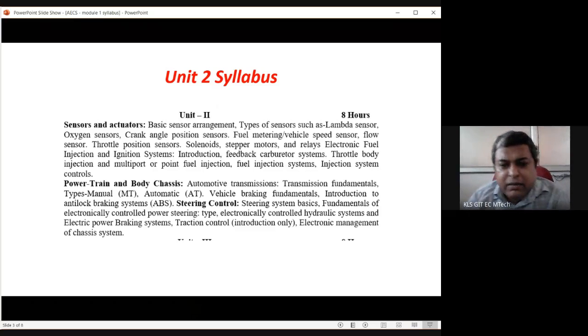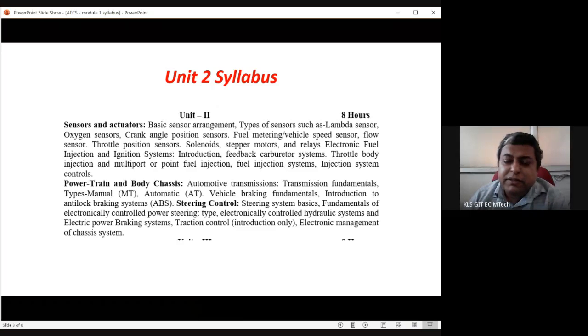Introduction, feedback carburetor system. The carburetor is a mechanical thing. We will find it out. Throttle body injection, multi-point fuel injection. So this is all about fuel injection. How the fuel injection is taking place, we will learn. Fuel means whatever petrol, diesel, whatever you are giving, and it is not only fuel. Air is also sucked by the engine. So air and fuel make a combustible mixture, and that mixture is burnt. Naveen will tell us about that.